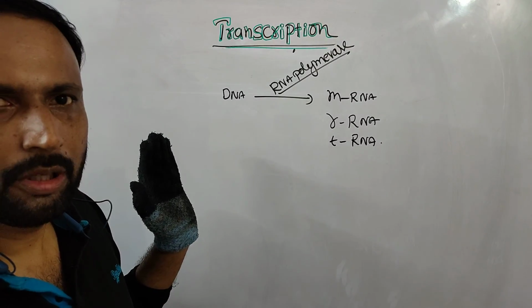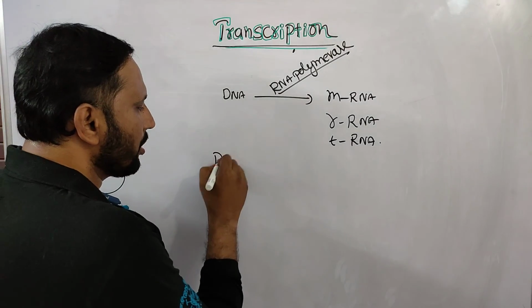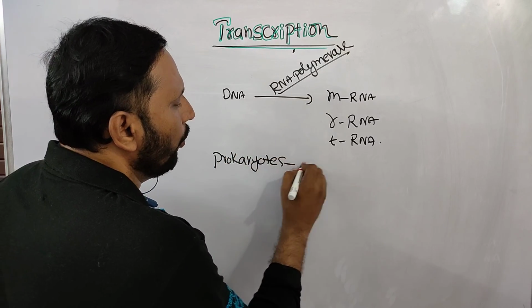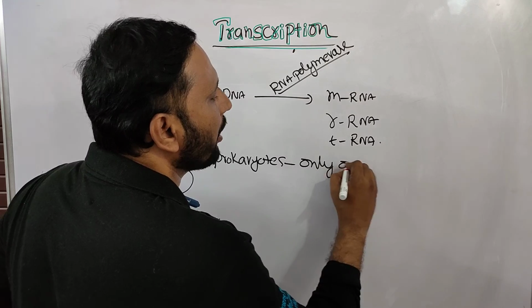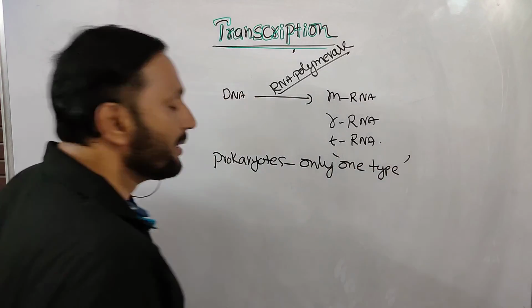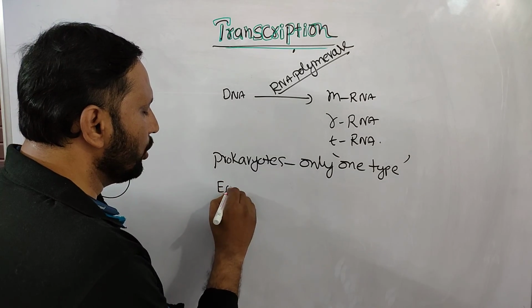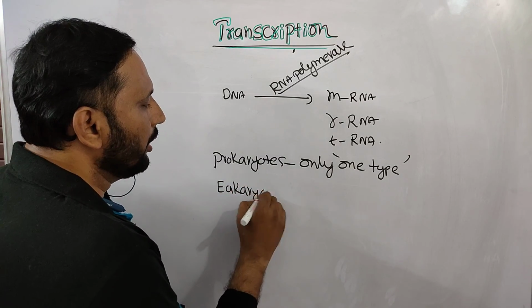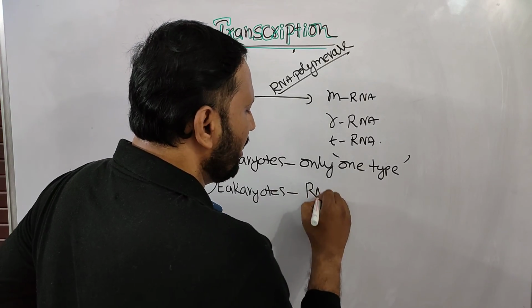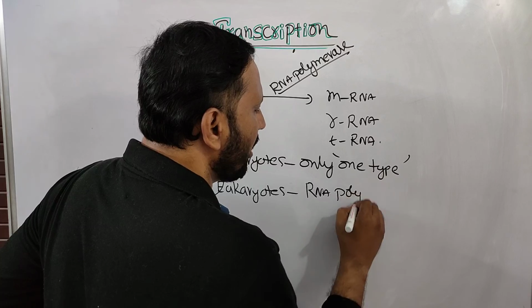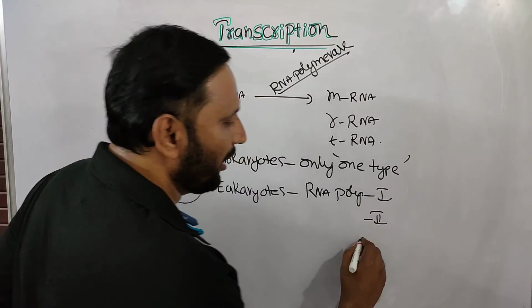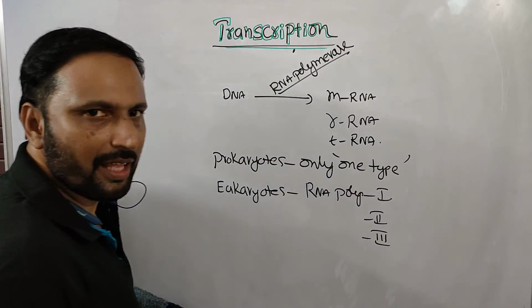Important point. In prokaryotes, now one more important point. In prokaryotes, only one type of RNA polymerase is present. Only one type. Whereas in eukaryotes, three types of RNA polymerases are present. RNA polymerase 1, RNA polymerase 2 and RNA polymerase 3.